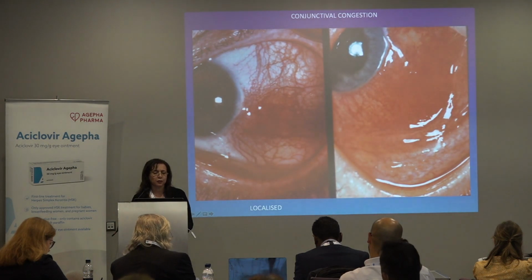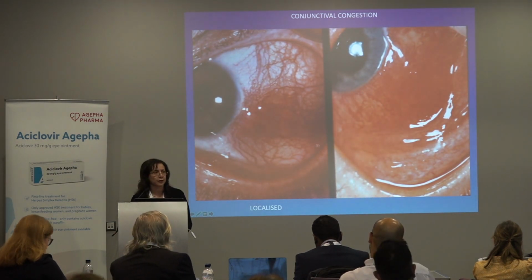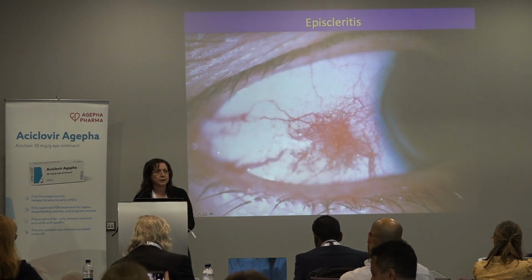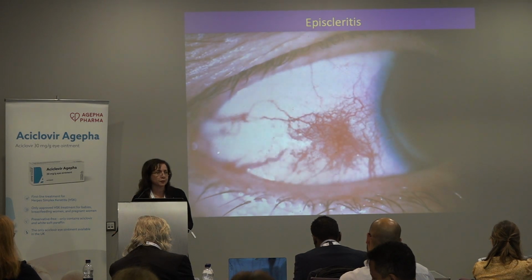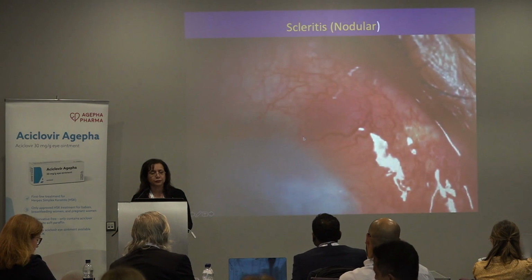This is an example of a localized congestion, and this is an example of a generalized congestion so that you can see the difference. So episcleritis, patients usually present with pain and tenderness. It's usually not very severe, comes and goes, and a very important test is to put a drop of phenylephrine 10%, ask the patient to wait outside for 20 minutes, patient comes back, and if this all is blanched, then this is episcleritis. Very different from scleritis.